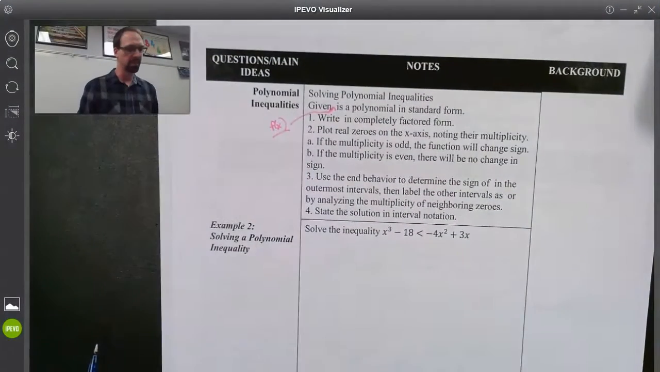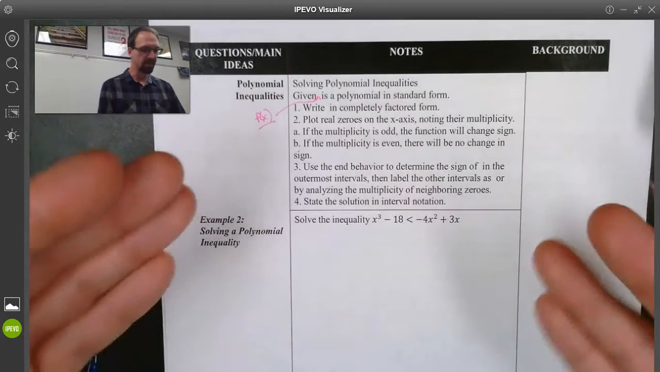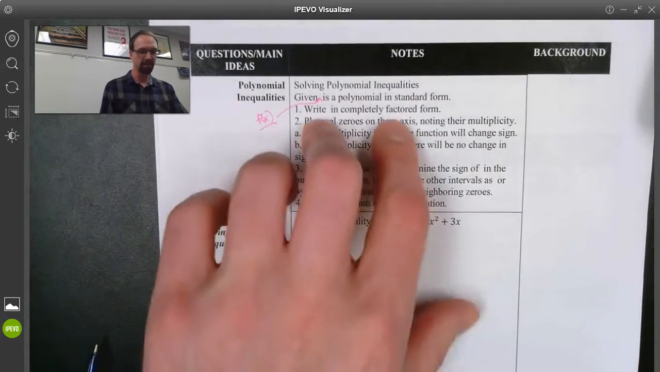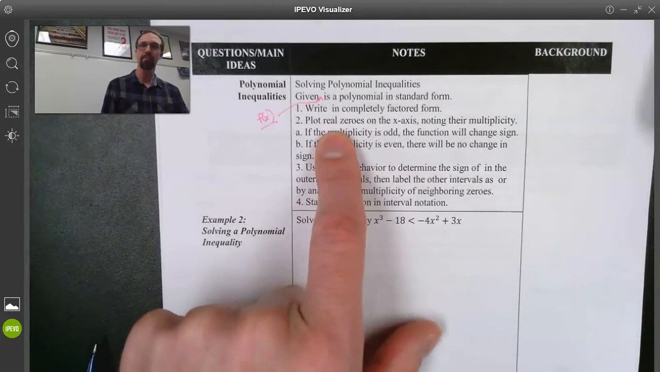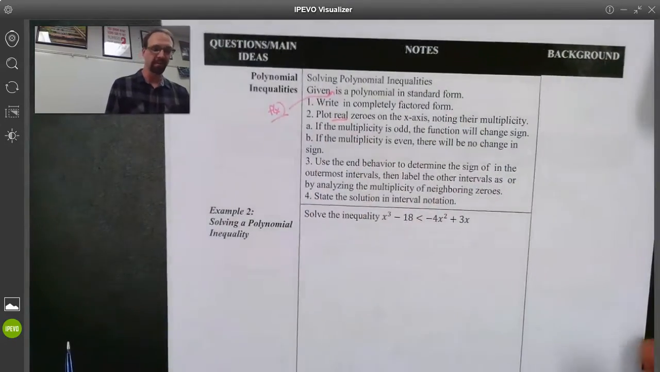Now we're going to jump into polynomial inequalities. With polynomial inequalities, you start with a polynomial in standard form, then you want to factor it completely. And then when you factor it completely, you're going to plot your zeros on the x-axis, and note that we're going to just focus on the real zeros, and then also noting their multiplicity.